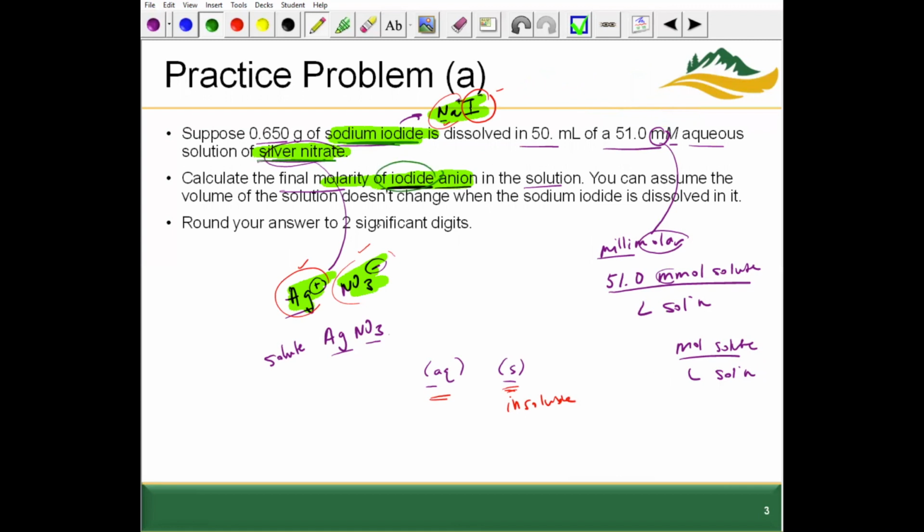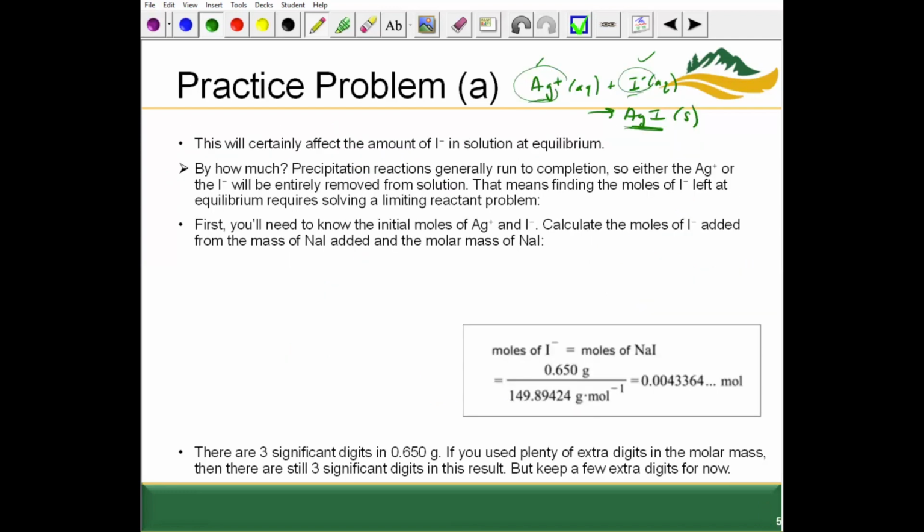So we need to figure out how much is going to be used up of the NaI to go into forming AgI. Then whatever is left will be our I minus left over in solution. So let's use what we know about the sodium iodide and the silver nitrate to tell us how much Ag plus and I minus there could be in solution, and then see how much will then form that solid precipitate. So let's just first find out how much is in solution.